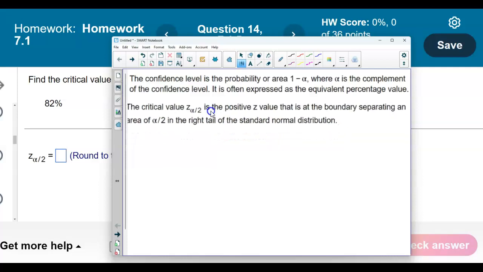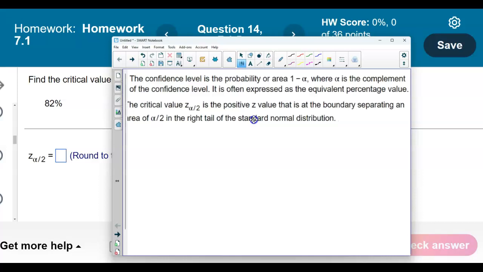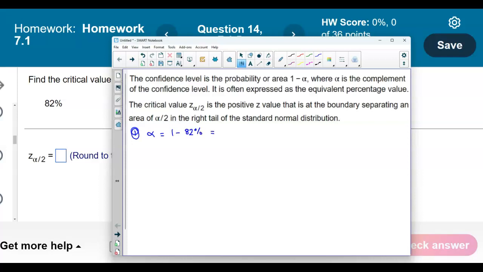Now, the critical value is the positive z value that is at the boundary separating an area of alpha divided by 2 in the right tail of the standard normal distribution. So, we want to first be able to find alpha. In order to find alpha, it's going to equal 1 minus the 82%, which is the same thing as 1 minus 0.82. And so 1 minus 0.82 is going to give us 0.18.